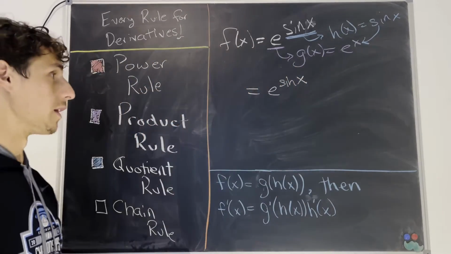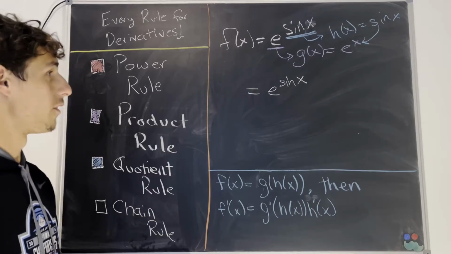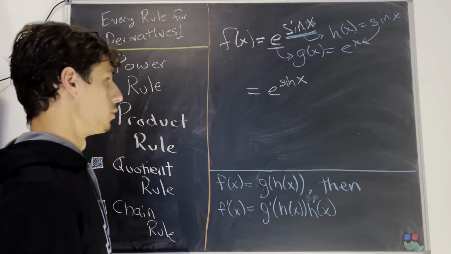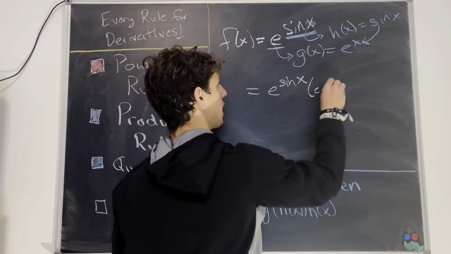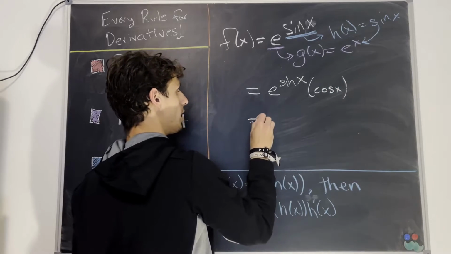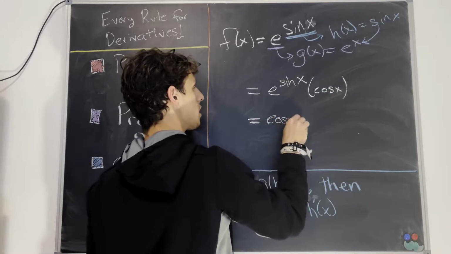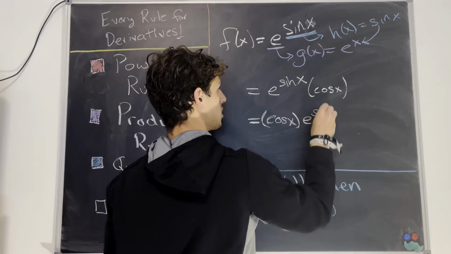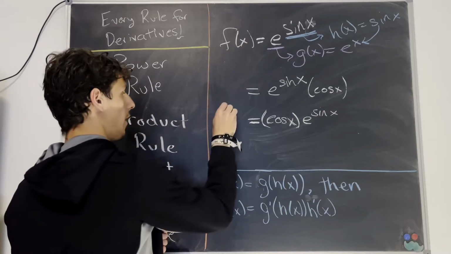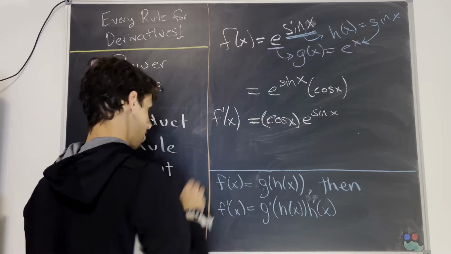But that's what we started with. And now we just have to multiply by h prime of x, which is just the derivative of this blue function. In this case, that's cosine x. So our final answer here is just cosine x times e to the sine x. And that is f prime of x in this case.